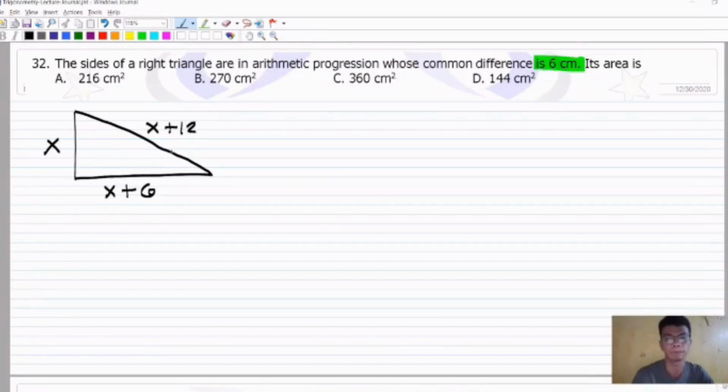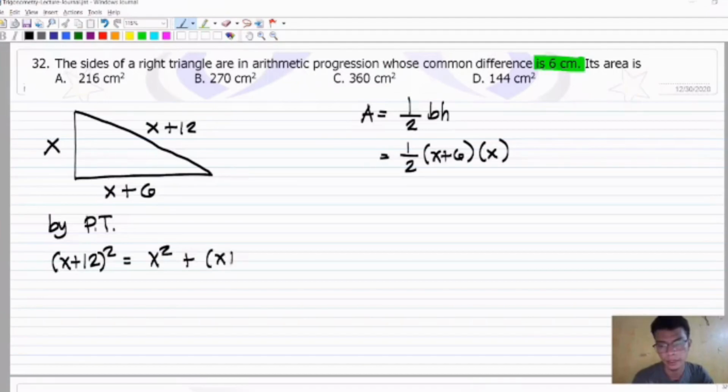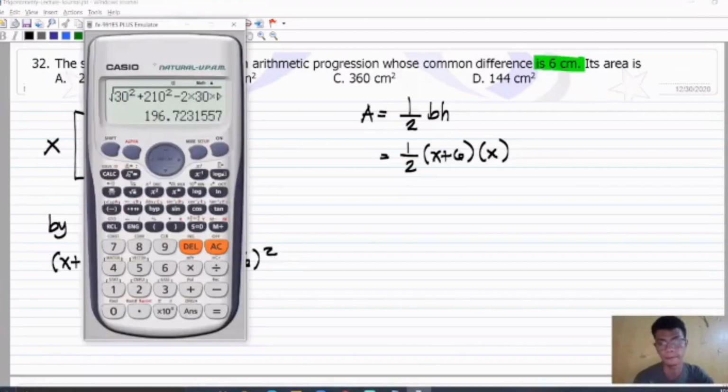And what is the area for a right triangle? That is simply 1/2 of the base times height, wherein the base of the right triangle is x plus 6 and the height is x. So, kailangan lang natin malaman kung ano ang value ni x para malaman natin area na nasa choices. Madali lang naman, di ba? By using Pythagorean theorem, the square of the hypotenuse x plus 12 square is equal to the sum of the square x square plus x plus 6 square. So, may shift solve, let us solve for the value of x.